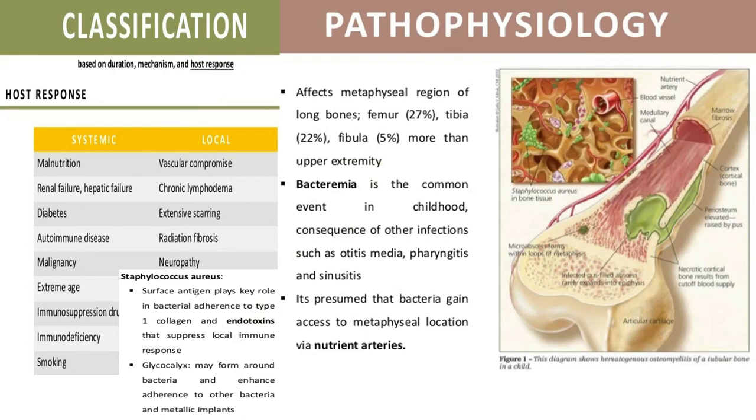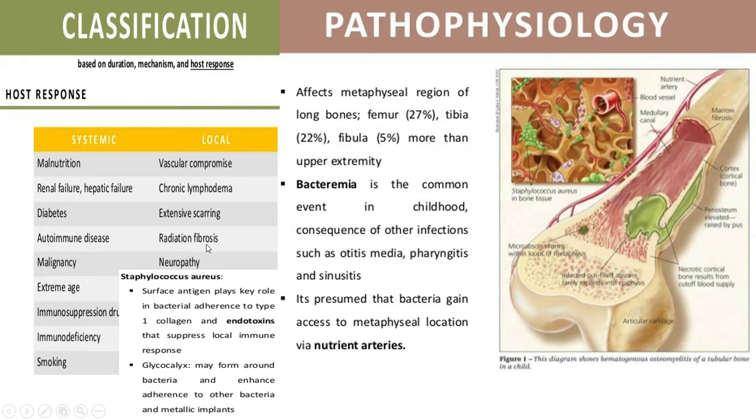Now, the susceptible groups for acute osteomyelitis are malnourished patients. In adult patients, renal failure, hepatic failure, diabetes, autoimmune disease, patients suffering from malignancy, and immunosuppressed patients, or patients of very old age, or young children in the small pediatric age group, and smoking is also a risk factor.